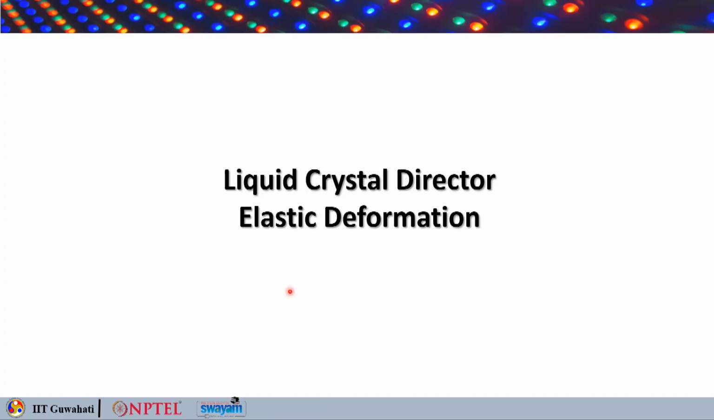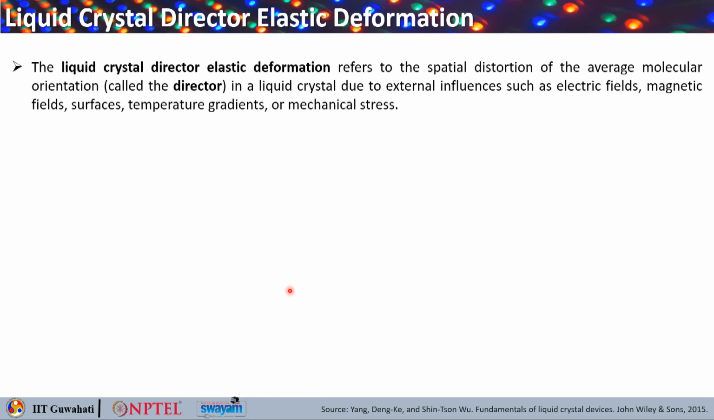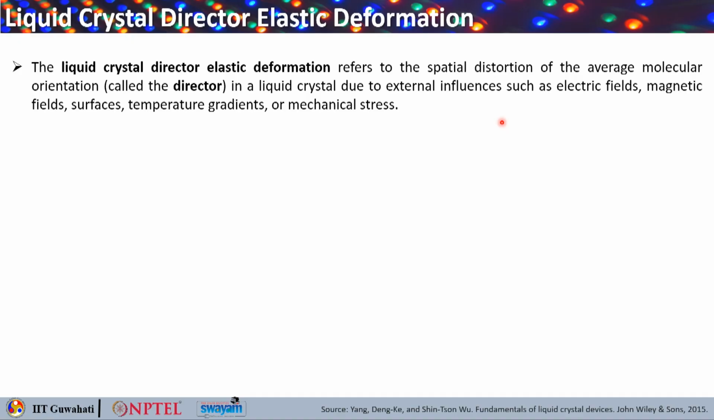So let us first look into the liquid crystal director's elastic deformation. Now, what is this elastic deformation that the liquid crystal director faces? These are basically the spatial distortions of the average molecular orientation, which is also called the director in the case of the liquid crystal. Now, this deformation is caused mainly due to external influences such as electric fields, magnetic fields, surfaces, temperature gradients, or mechanical stress.